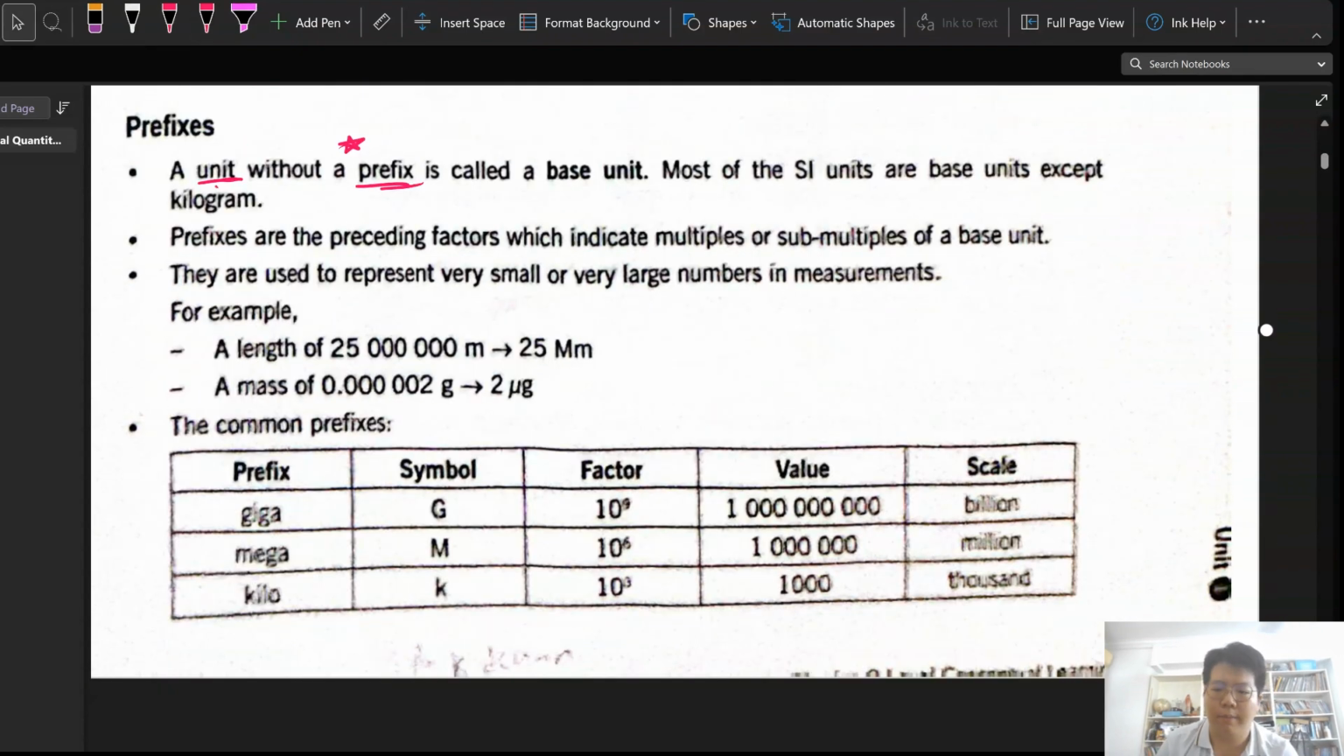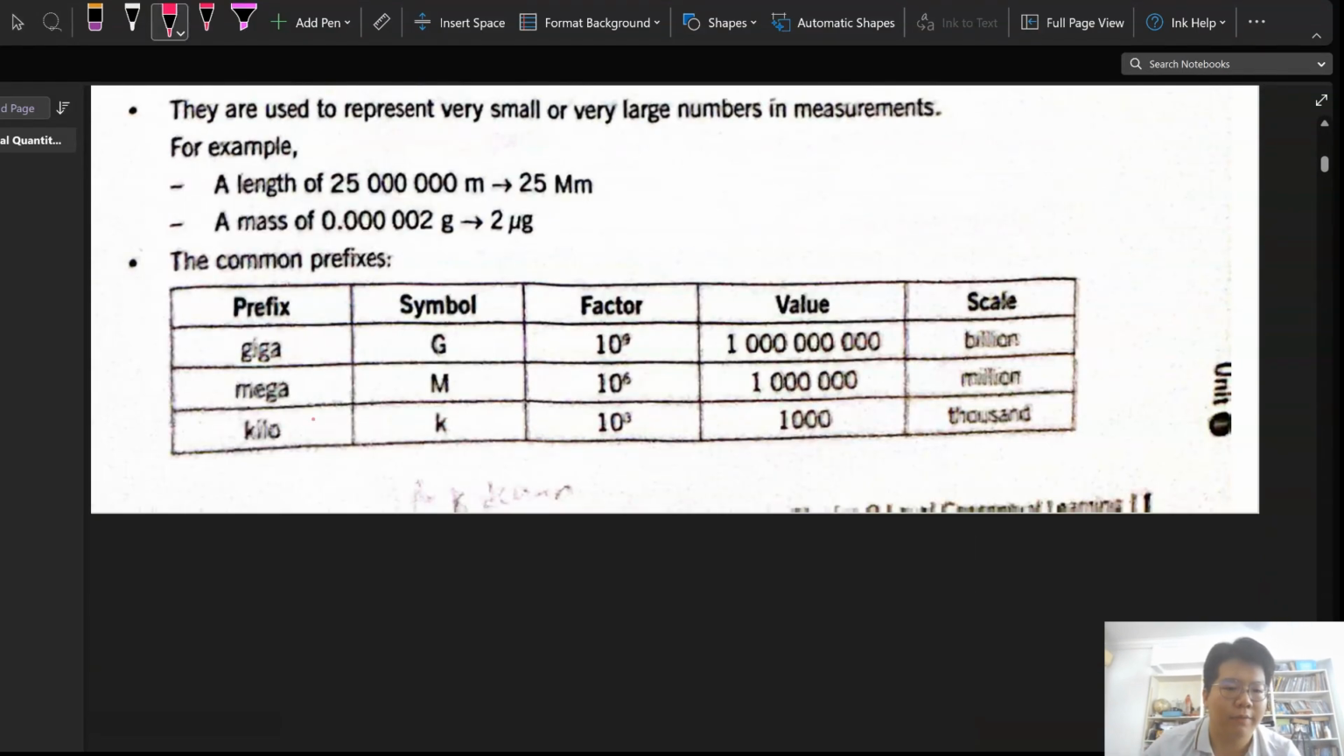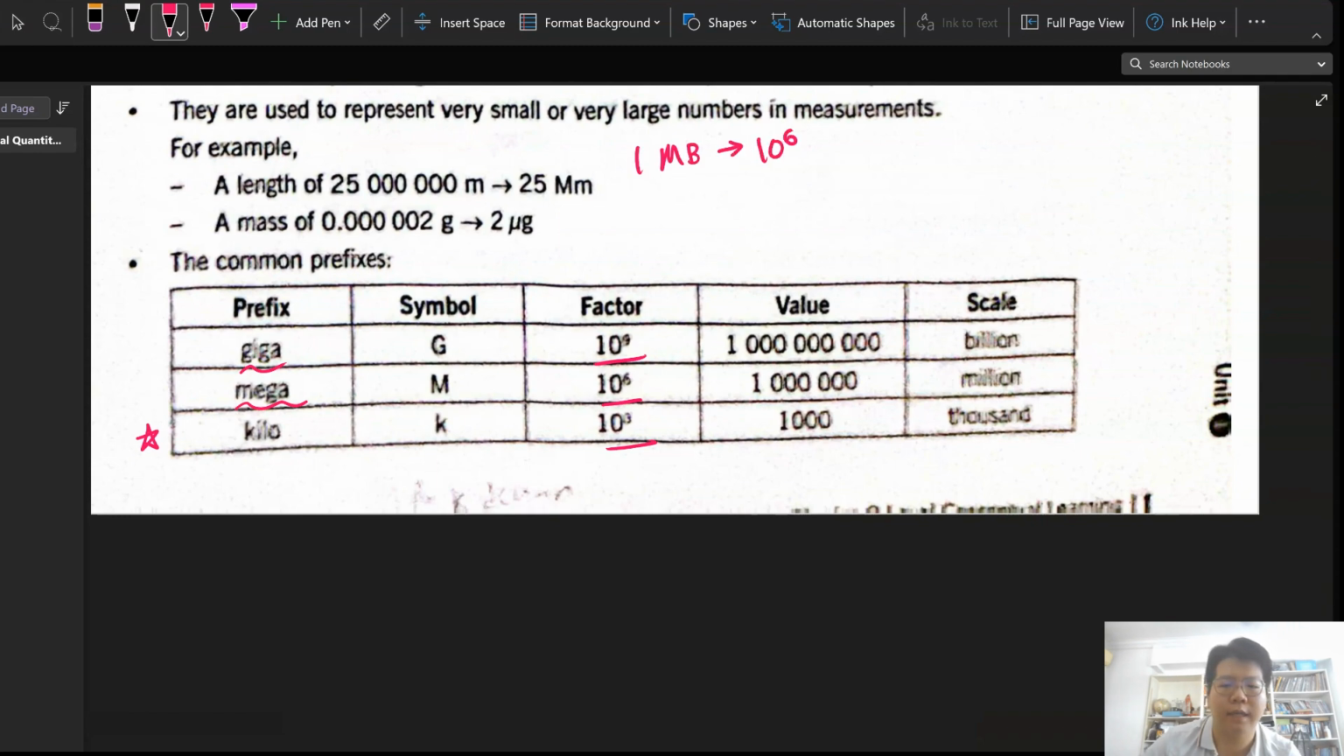So here are some common prefixes that you must know. Obviously we are very familiar with kilo. Kilo is 10 power 3. Mega we are not as familiar with, but you have to know it is 10 power 6. And giga over here is 10 power 9. So if I say I have 1 megabyte, it basically means that I have 10 to the power of 6 or 1 million bytes. The same can be said for 1 megameter, which is basically 10 to the power of 6 meters.